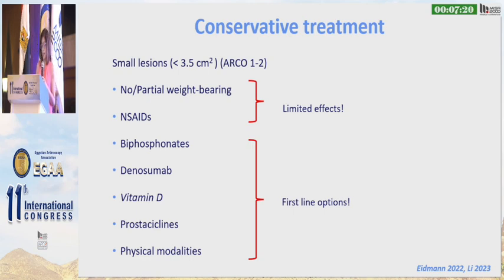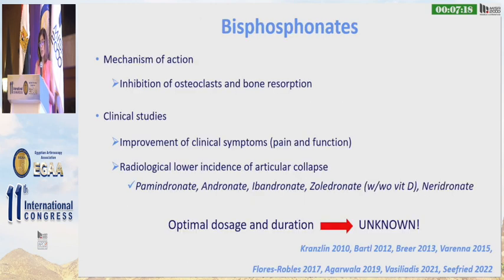Prostacyclin and physical modalities. Let's see the most used one. For sure, bisphosphonates are first line option. They basically inhibit the osteoclast and bone resorption, so just try to implement the osteoblast. Clinical studies show good improvements.